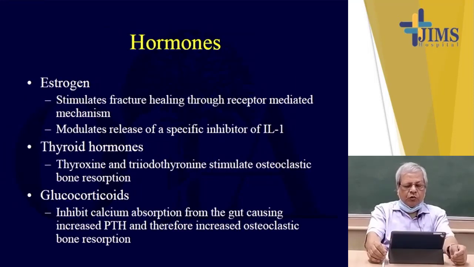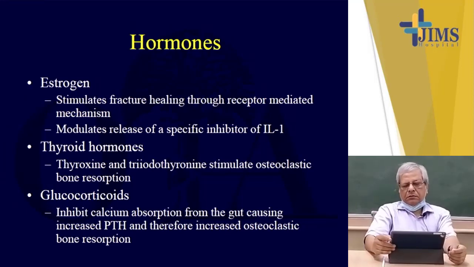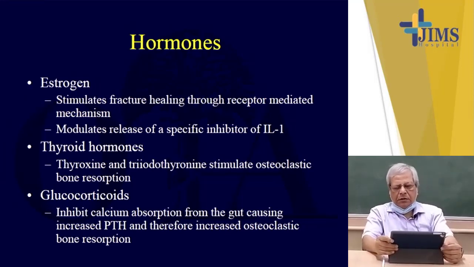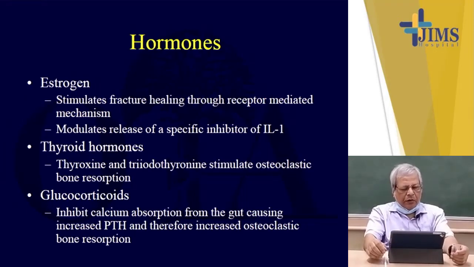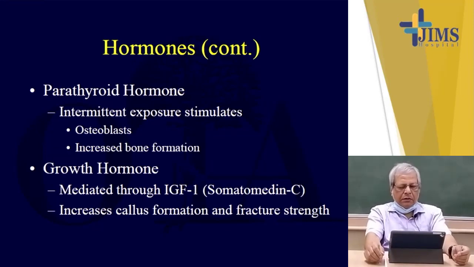These are the hormones which regulate bone formation. One is estrogen, one is the thyroid hormones, glucocorticoids. I am not going into the details, as it's a very difficult chapter, I know. So the hormones are estrogen, thyroid hormones, glucocorticoids. If you can remember the names, that is sufficient. Parathyroid hormone stimulates the osteoblasts, and also growth hormone.